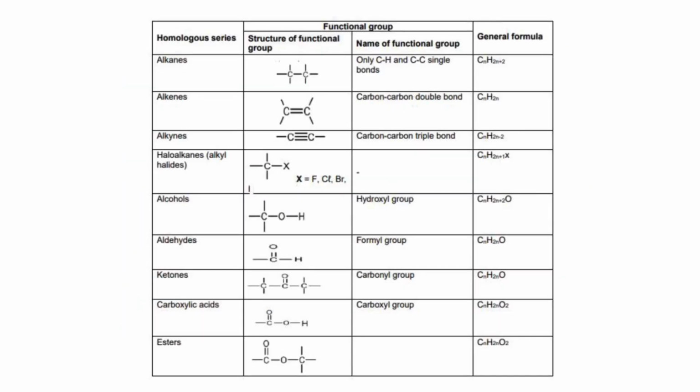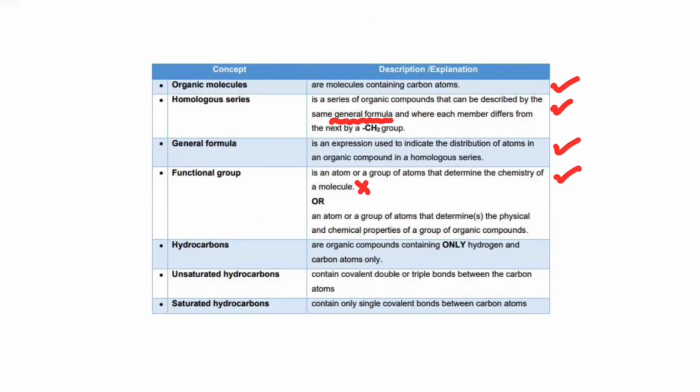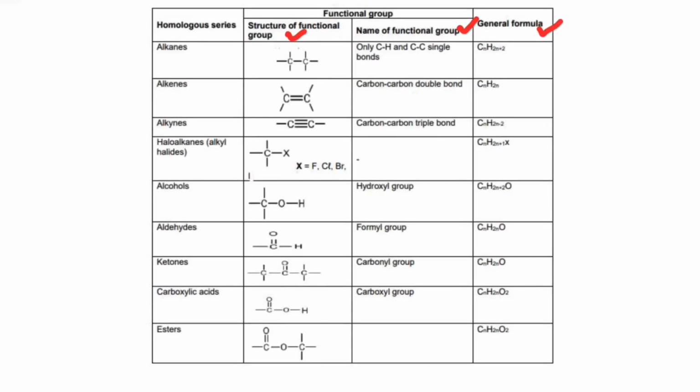We have 9 homologous series we are going to focus on: 1, 2, 3, 4, 5, 6, 7, 8, 9. Of those 9 homologous series, we are going to take a look at the structure of their functional group, the name of the functional group, and their general formula. So, if you've forgotten already, what is a homologous series again? Let's go back and take a look. A homologous series is a series of organic compounds that can be described by the same general formula, right? So, let's go back to our table.